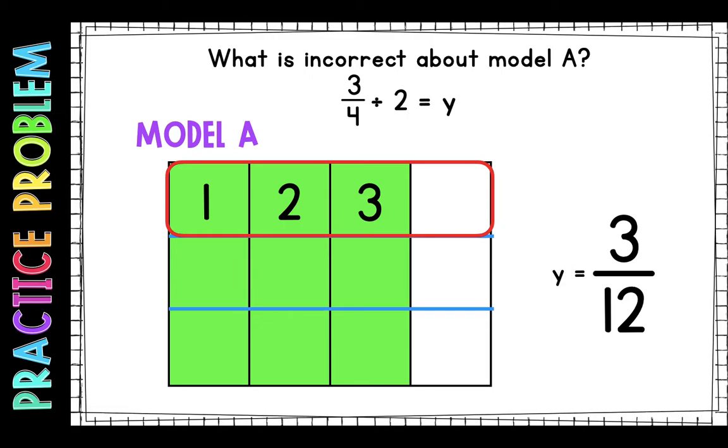You could have worded this a number of different ways, but the error in this model is that this model represents 3/4 divided by 3 because it's now separated into 3/4 vertically, and then there's 3 parts horizontally. So this model is incorrect because it divided by the wrong number.